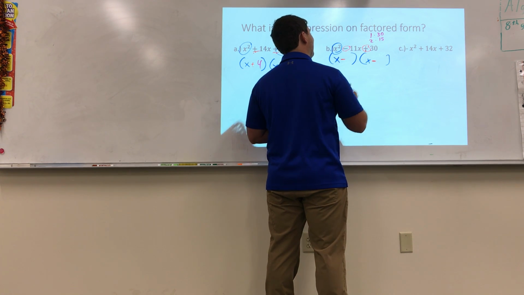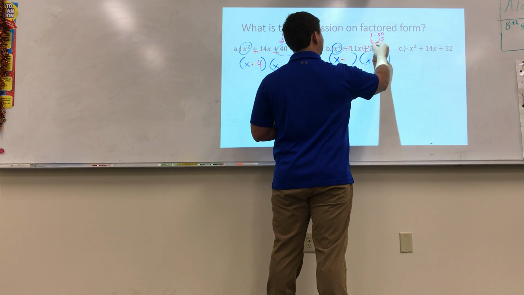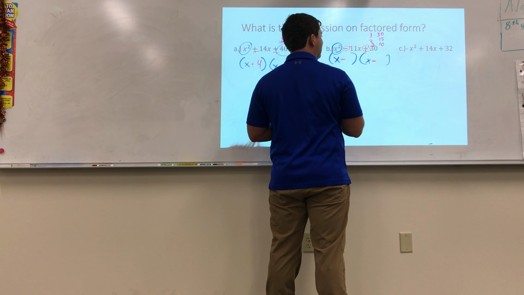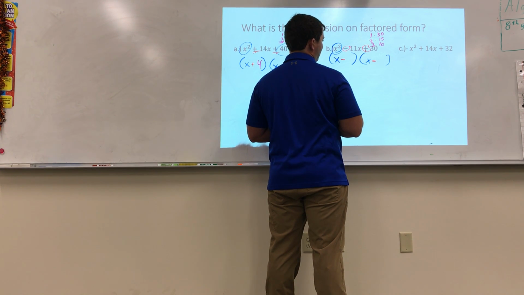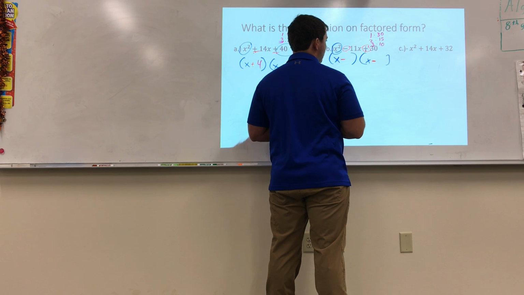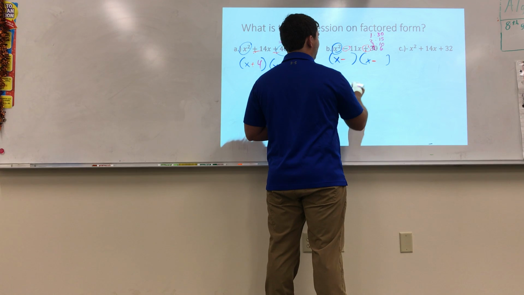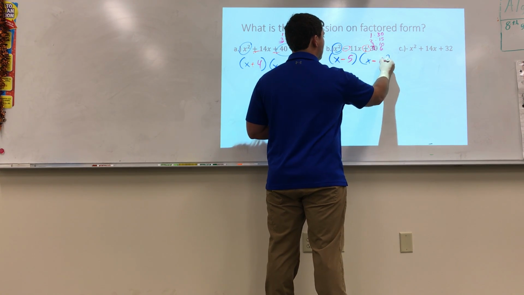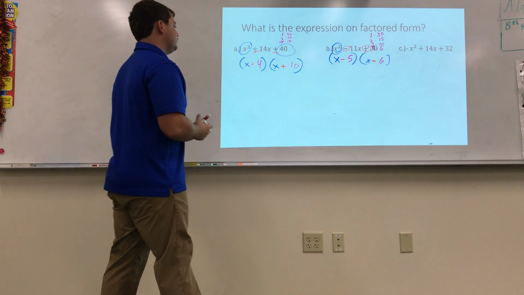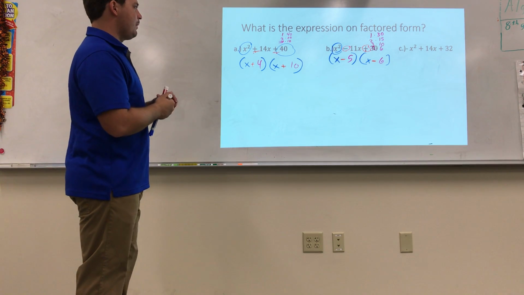We're getting there, but not quite. 3 and 10. That'll give me 13. No, that's not quite it. 4 doesn't go in there. 5 times 6. They're both negative. Oh, that works. There we go. Here's my answer for that one.